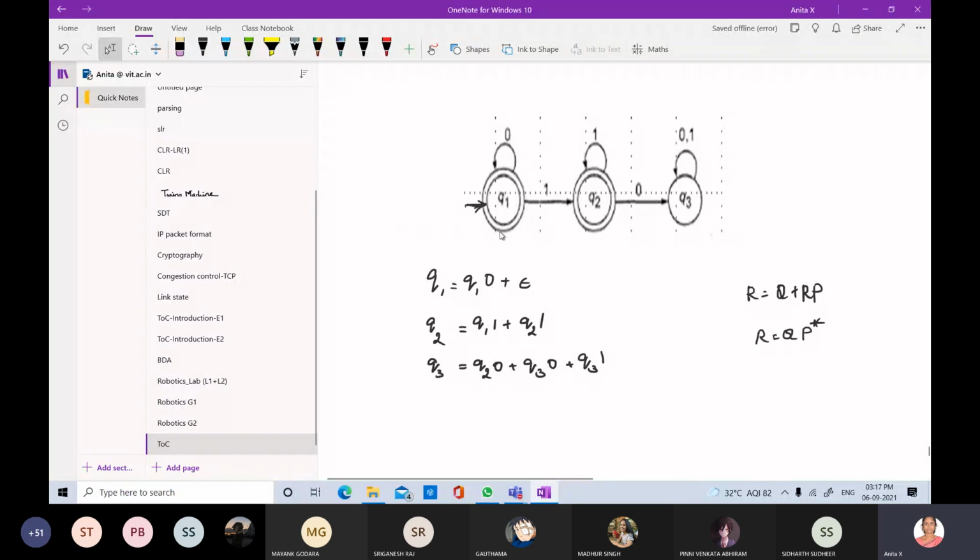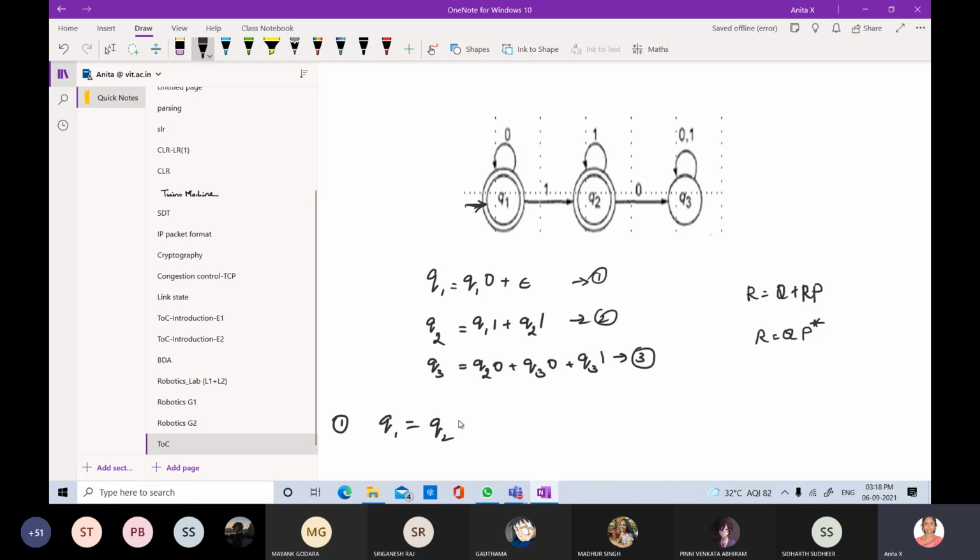So here I need the regular expression for Q1 and Q2 because Q1 and Q2 are the final states, right? So I have to make Q1 and Q2 map with this format. Okay. So here you can see, this is matching. Do you agree with that? Okay, let me take equation number 1.